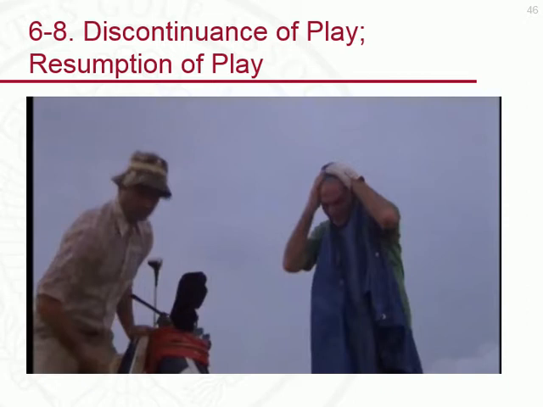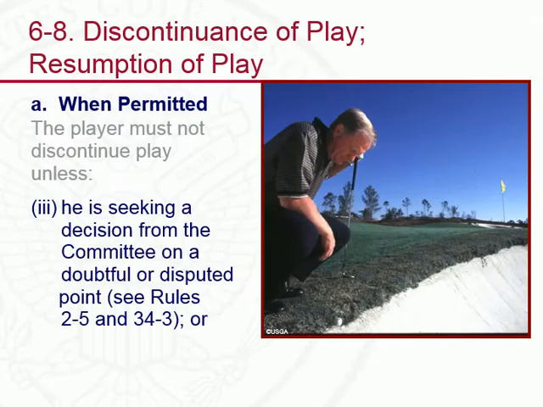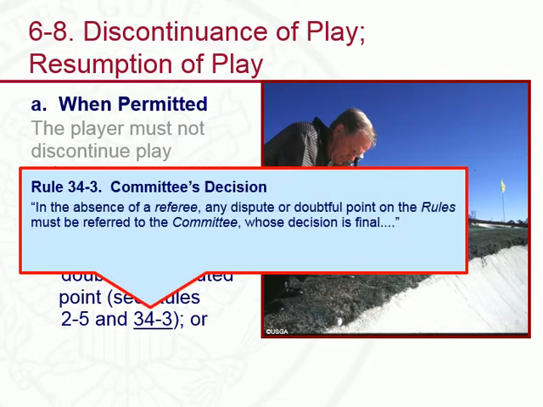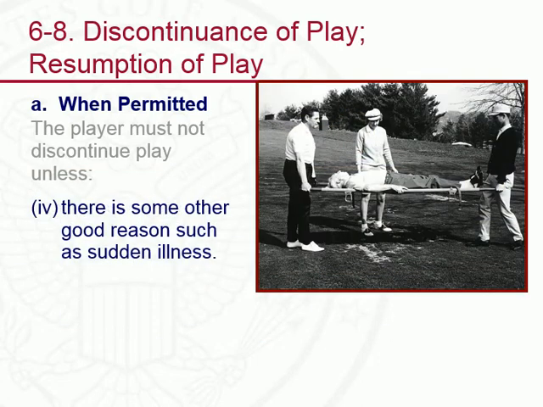So as you can see in that video from Caddyshack, the committee has not required the discontinuance of play, and therefore it's up to the bishop to decide, and he wants to continue playing. A player must not discontinue play also unless he is seeking a decision from the committee on a doubtful or disputed point. So that's under Rule 2-5 for doubt as to procedure in match play, or Rule 34-3 in the absence of a referee. A player must not also discontinue play unless there is some other good reason, such as sudden illness.